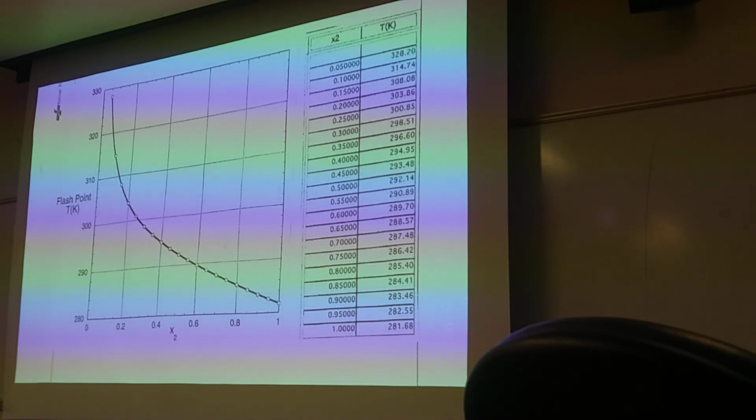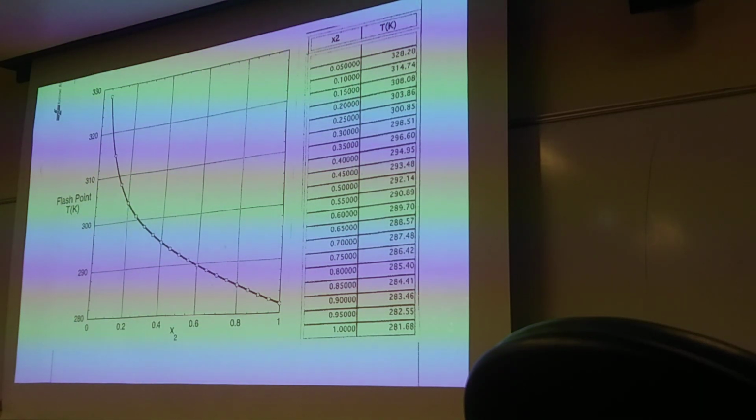And of course it's a reminder that when you're working with flammable solvents, you've got to be careful about what this is. So it's another PSA type problem.